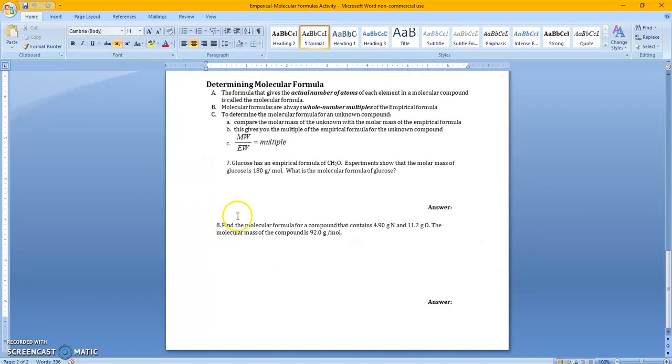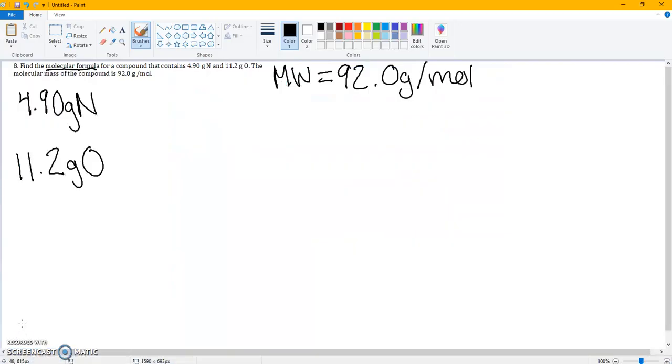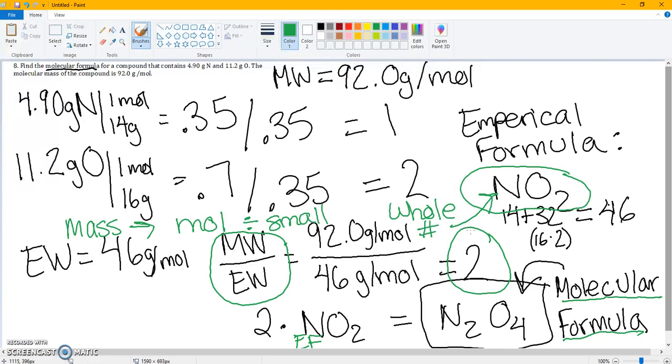Now that you have an example, go ahead and try number 8. Push pause and try number 8. So the first thing I need to do for number 8 is find the empirical formula, using percent to mass, mass to mole, divide by small, multiply to whole. And the molecular formula is N2O4. Make sure you go over these notes and have an understanding, because we're going to finish the rest of this packet in class next time.